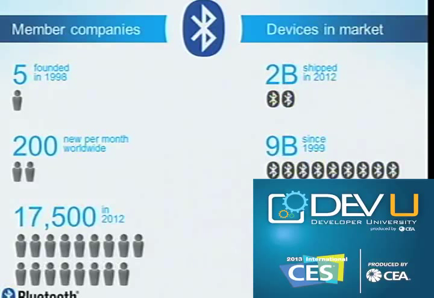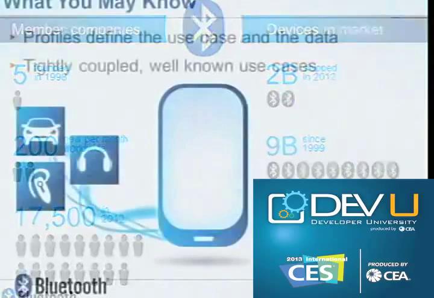And by 2017, the estimations from analyst firms is that member companies will have shipped close to 27 billion devices with Bluetooth embedded in it. So it's a huge scale. And why is that important? It's important because for an application developer, you become part of a very significant community and a very significant market of devices that is continuing to grow in an exponential fashion.